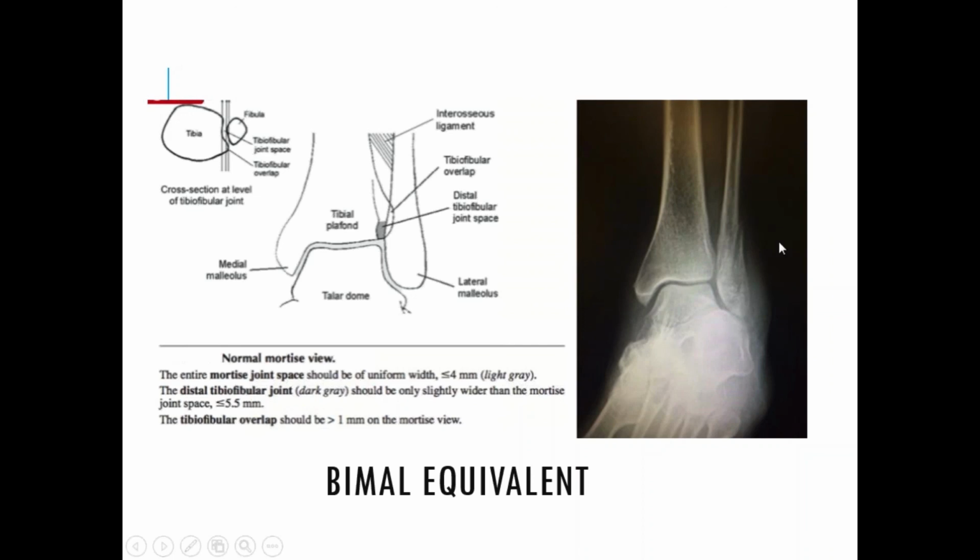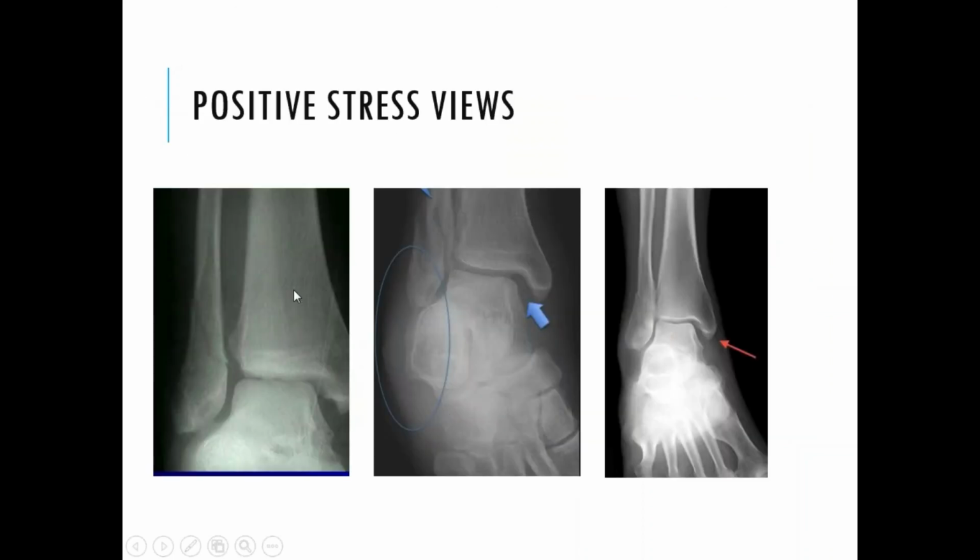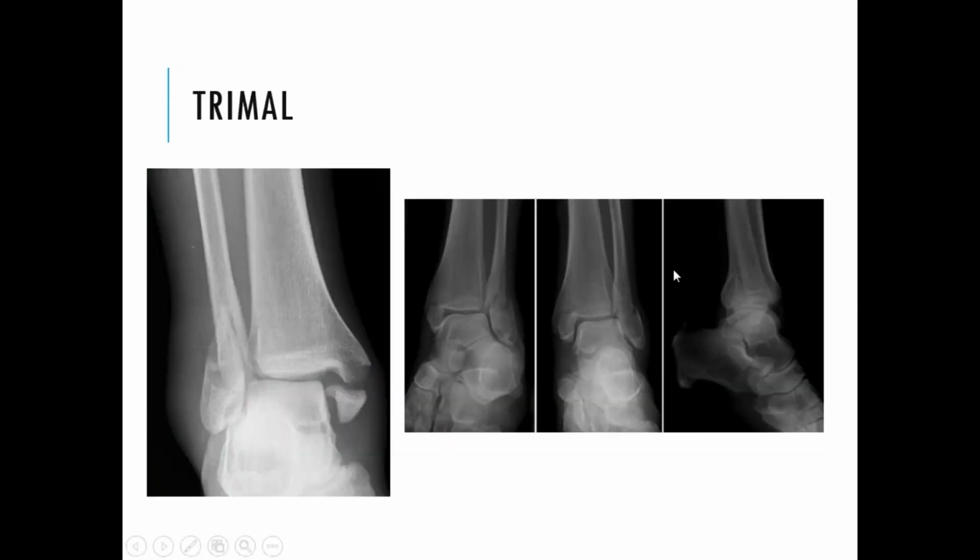So this is an example of the bimal equivalent. These are all examples of positive stress views, so you can see widening of this medial space, widening of this medial space, and widening of this medial space. So this is what you're looking for when you're doing stress views. And then we're done. I'm just going to finish up with trimal.